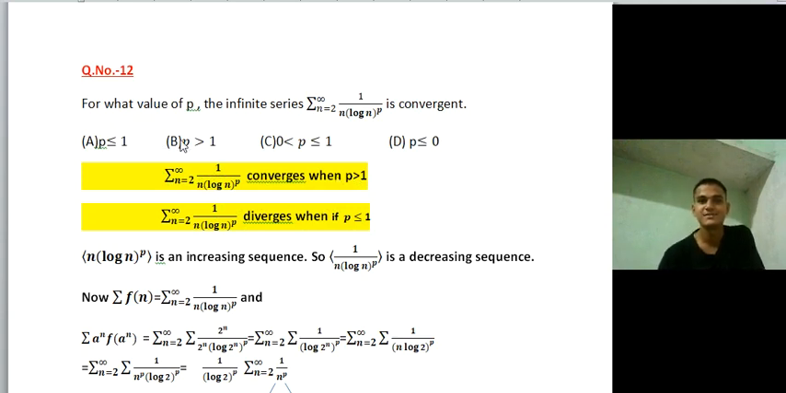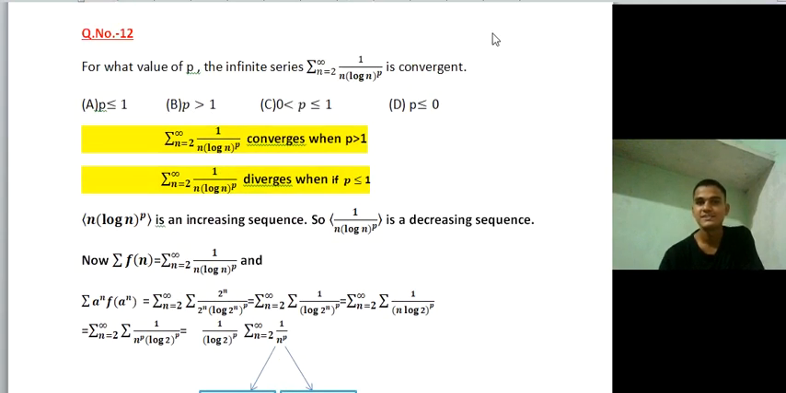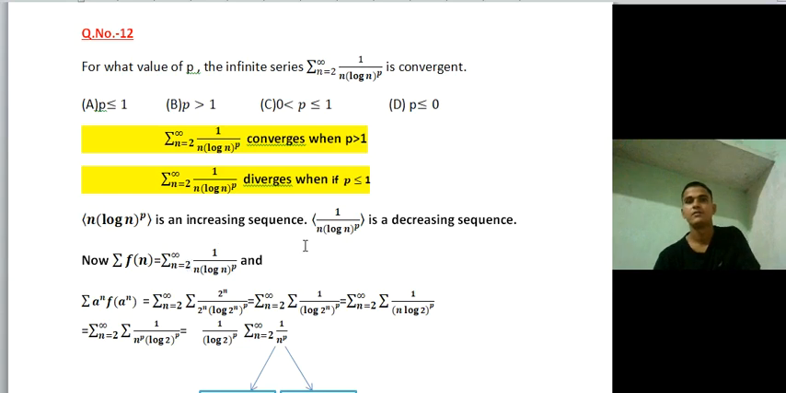Okay, so the answer is option B. We will see. This series, n log n to the power p, is an increasing sequence. So 1 by this is a decreasing sequence.